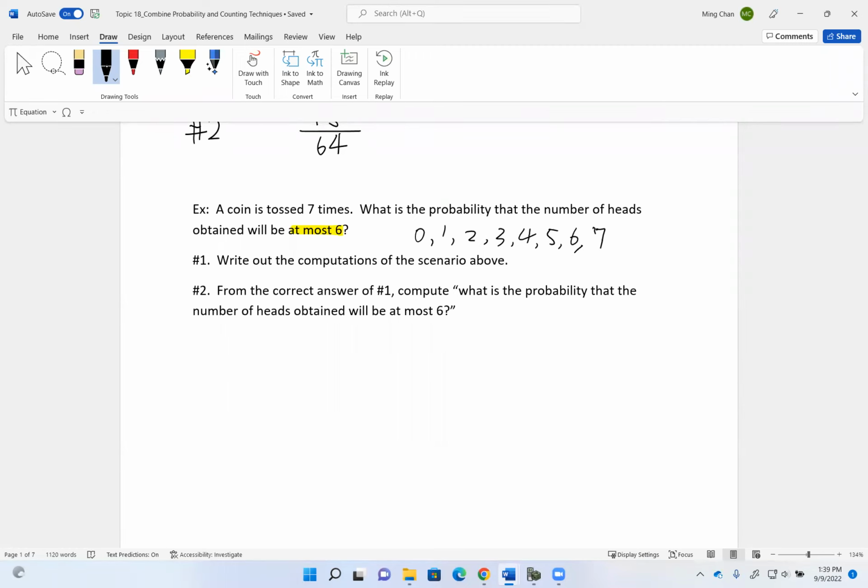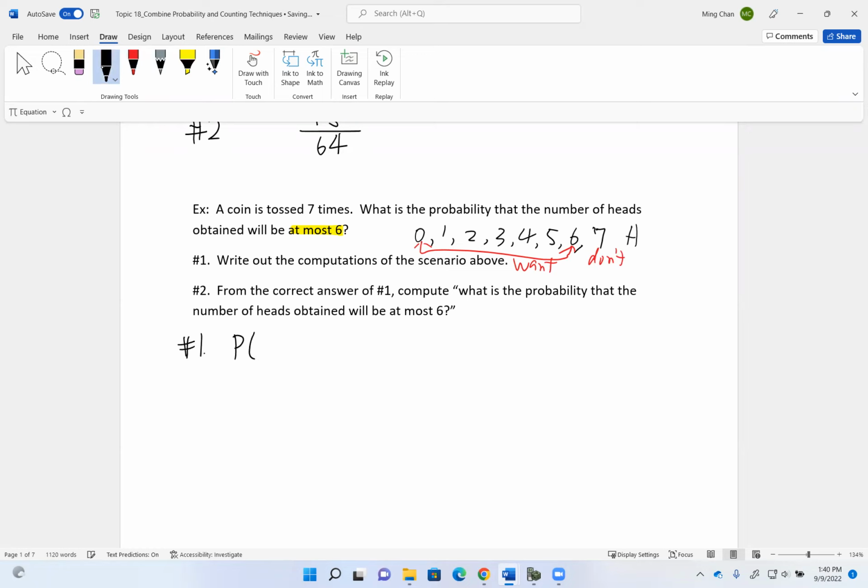So these are all heads. At most 6, that means what I want is from 0 heads all the way to 6 heads. That's what I want. What I don't want is 7 heads. At most 6 means 6 is the top, right? 7 is what I don't want. So again, I can use the complement rule for this one.